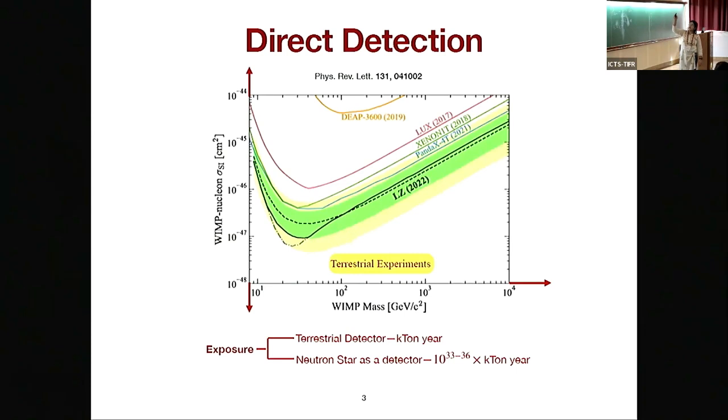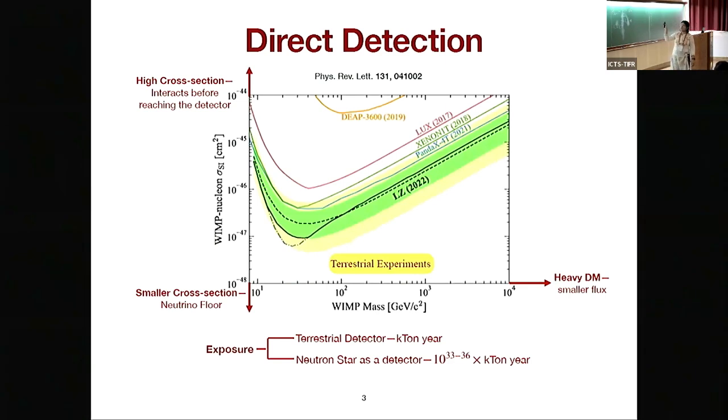As you can see, in the 1 to 10 GeV range we are quite good with the experiments, but there are some problems. If we go to the high cross-section part, then the dark matter particles may interact before even reaching the detector. If we come to the smaller cross-section, then whether a neutrino or a dark matter particle is hitting our detector is confusing, and we need much higher statistics to say which. And as we go to heavier dark matter mass, with dark matter density constant, we lose in the flux, and it will take a long time to get detected.